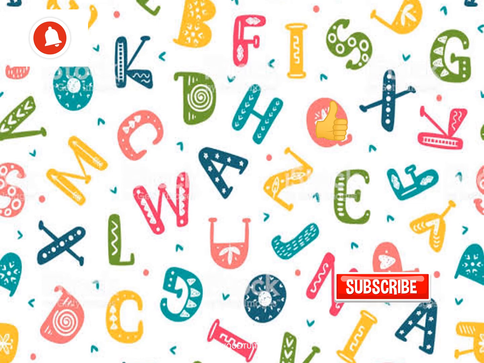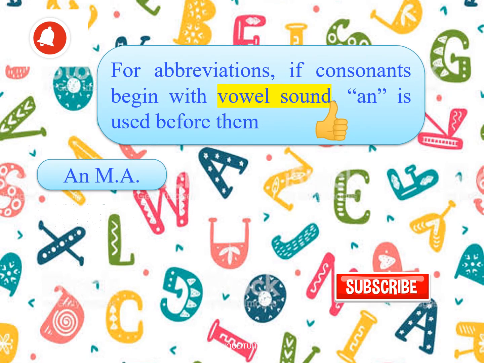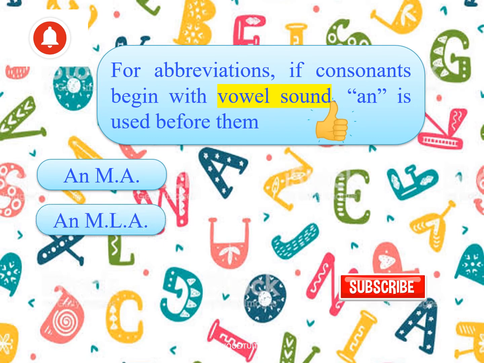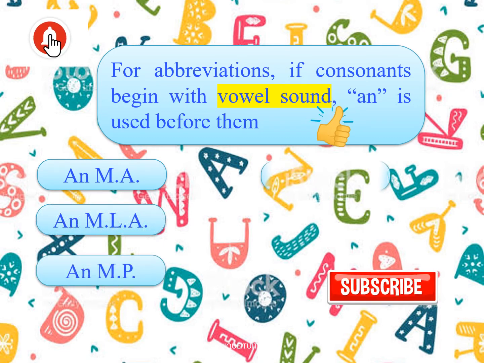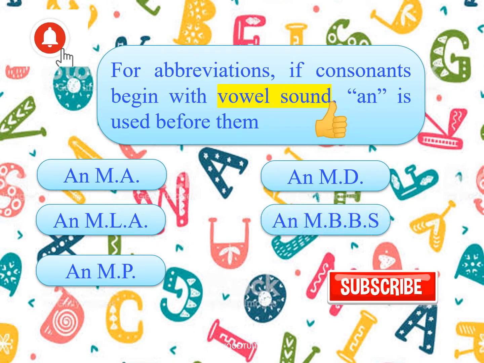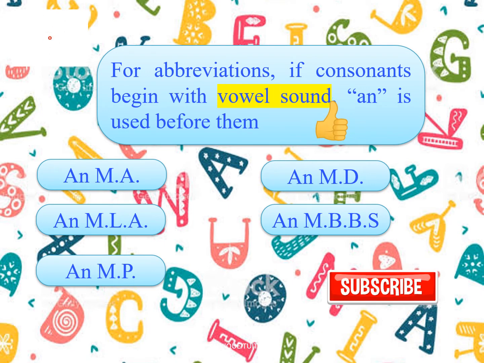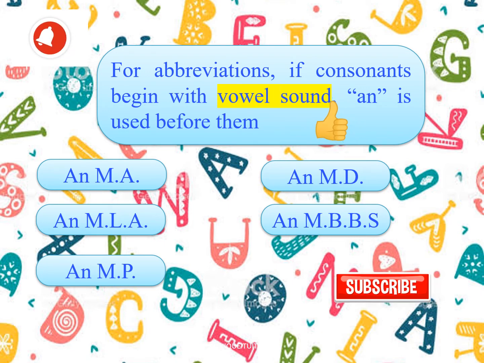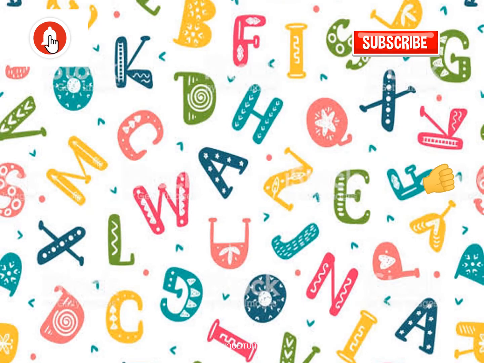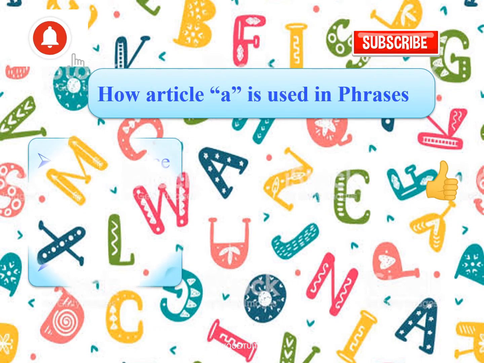When abbreviations are used, if they begin with a vowel sound, we use an before them. Let's take few examples. An MA, an MLA, an MP, an MD, an MBBS. For abbreviations that don't begin with a vowel sound, we simply use a before them. A PhD, a BA.